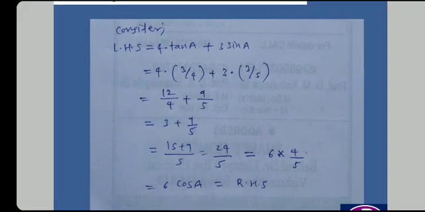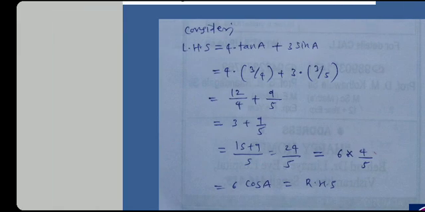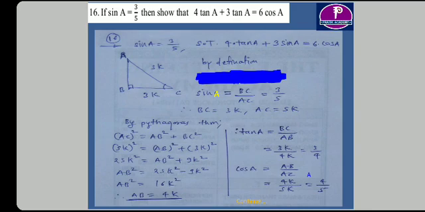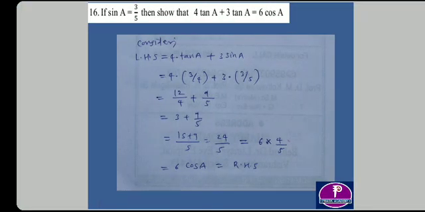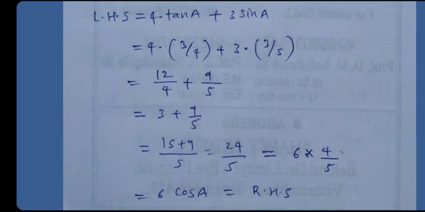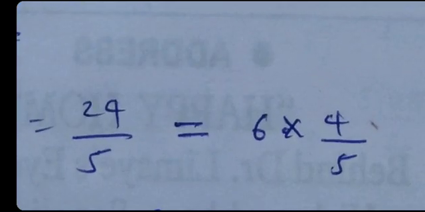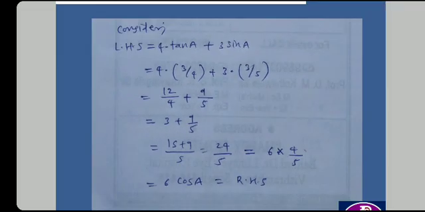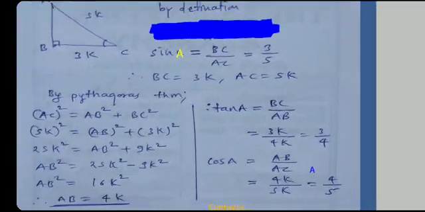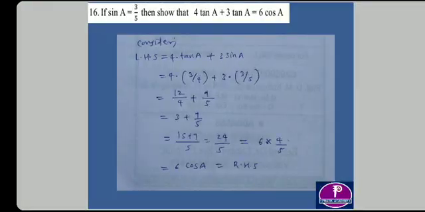So use these values in LHS, it is 4 into tan A plus 3 sin A, but tan A here is 3 upon 4, and cos A is 4 upon 5, and sin A is given directly 3 upon 5. So putting these values we get finally it is 24 upon 5, but 24 can be written as 6 into 4 here. Okay, but 4 upon 5 is nothing but cos A. So 6 into 4 upon 5 is 6 cos A.